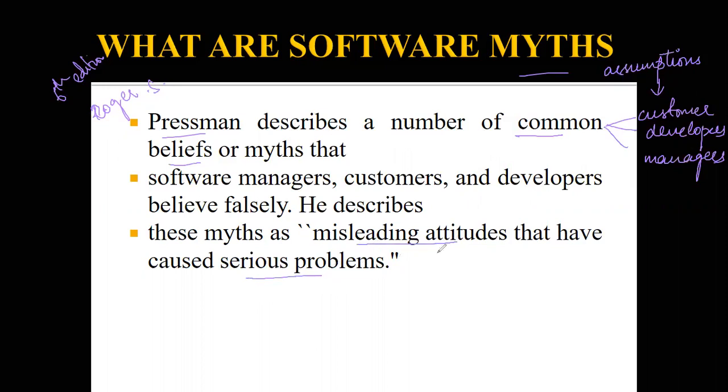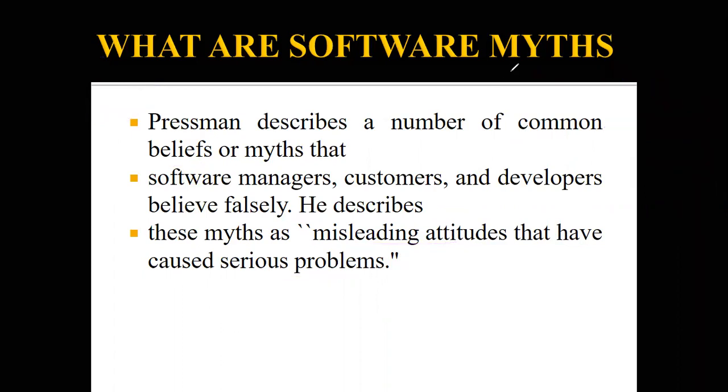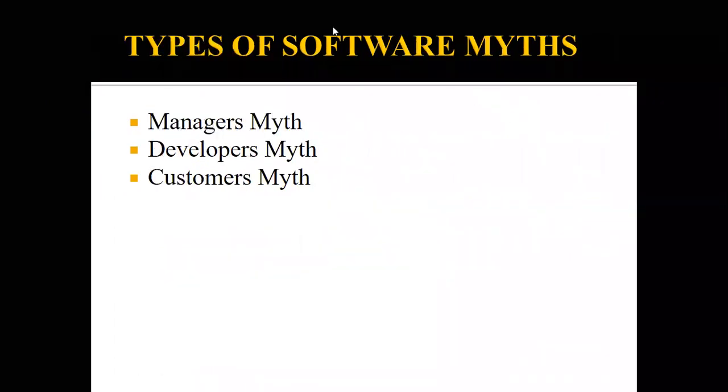Now, why are these assumptions going to cause serious problems? Because you're assuming something that is not true. When you assume something that is not true and work according to it, you might end up in a serious problem. You might damage the software. The next point is that there are 3 different types of myths: managers' myths, developers' myths, and customers' myths.